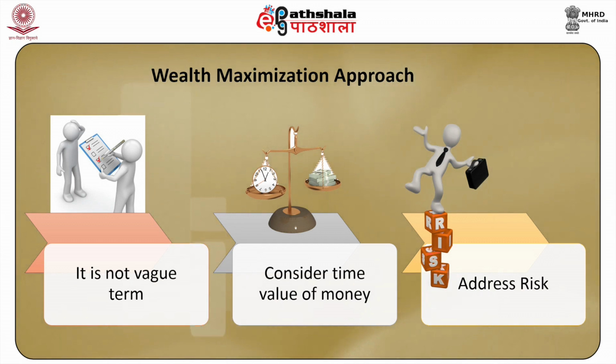The third problem of risk is also addressed to some extent, as discounting is done taking an appropriate discount rate considering the level of risk. If the level of risk perceived is higher, a higher rate of discount is used to calculate the present value of cash flows, thus automatically addressing the problem of risk.